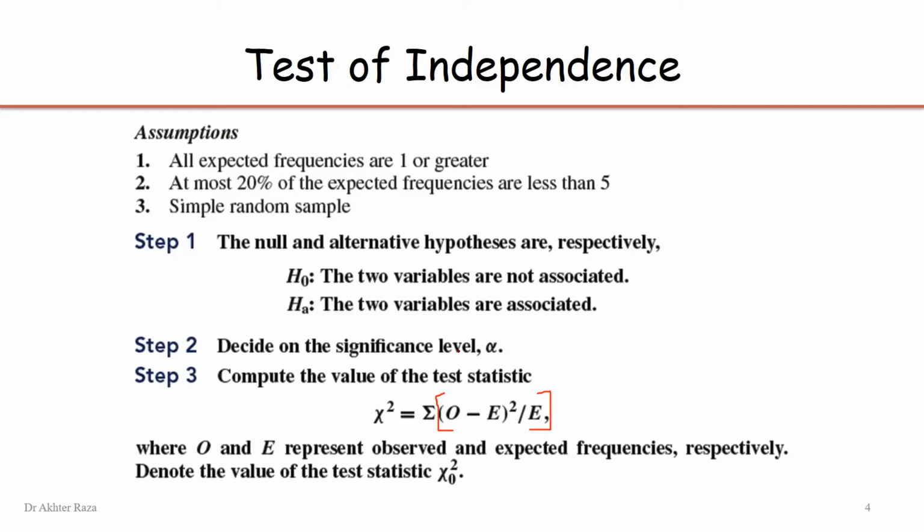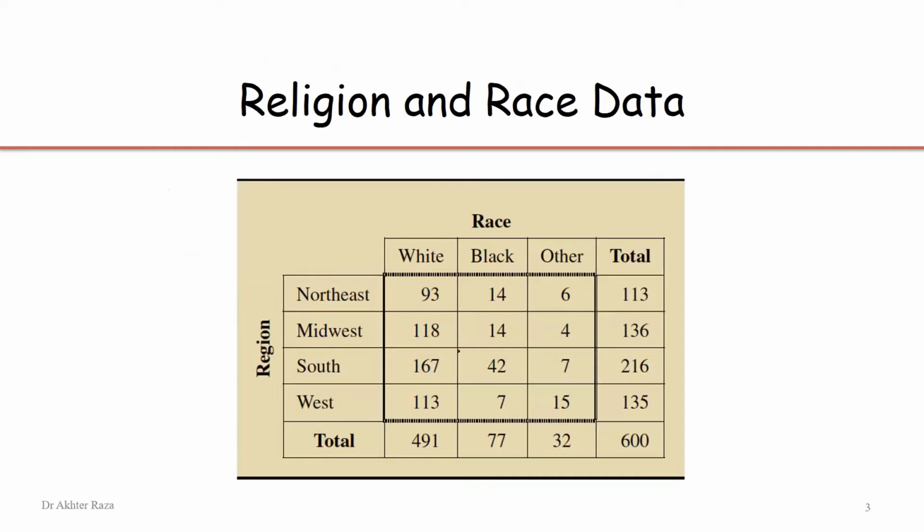Before taking the data to SPSS, we should code our variables. The Northeast is the first level, coded as 1. Midwest is coded as 2. South is coded as 3. And West is coded as 4. So this is the coding scheme that I'm going to implement. And the races are coded as white 1, black 2, and other 3. So these are the codes that I'm going to implement.